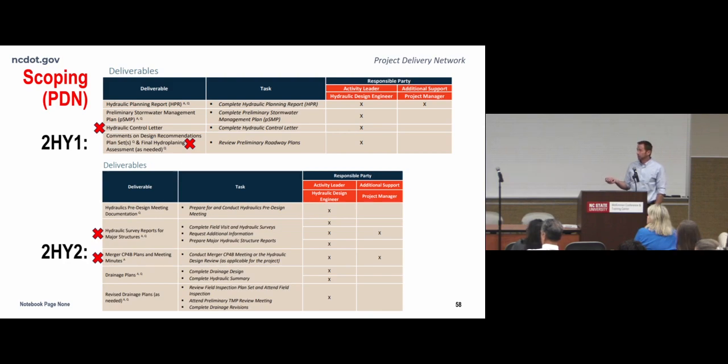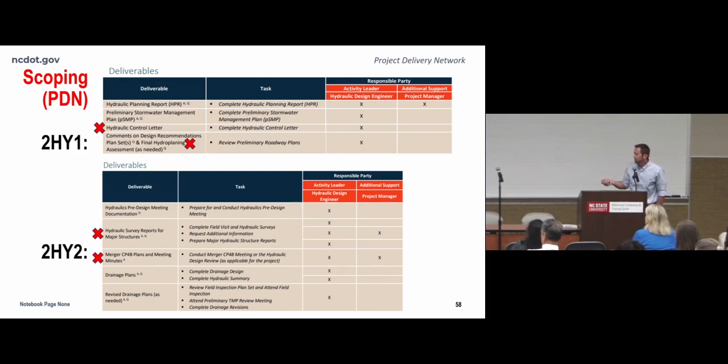At the top we have 2HY1, at the bottom we have 2HY2. These are all the possible deliverables, not necessarily the deliverables for this project, but all possible deliverables available under my segments of the PDN. You'll note that I've crossed out the hydraulic control letter. That's a little bit rare. We don't typically do those except under special circumstances, so I cross that out pretty often.